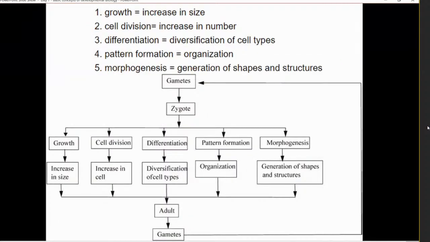Now this is the five thumb rule of cell developmental biology. All things are explained with these five points alone. The first one is growth. Growth helps to increase the size of the cell. Another one is cell division, which increases the count of the cells. The third one is differentiation, a differentiation of cell type. The embryo wants to develop into epithelial cells, endothelial cells, everything. That is differentiation, diversification, developing into diverse cell types.